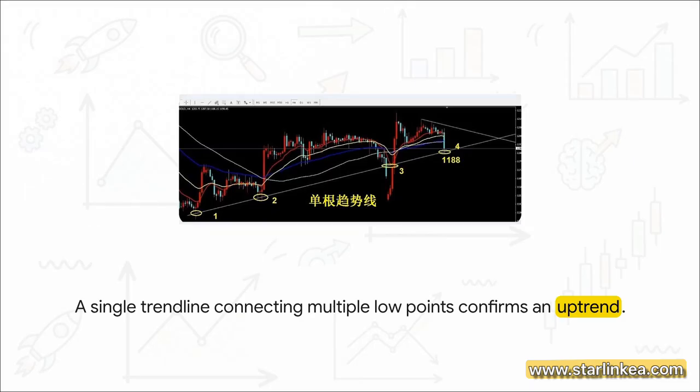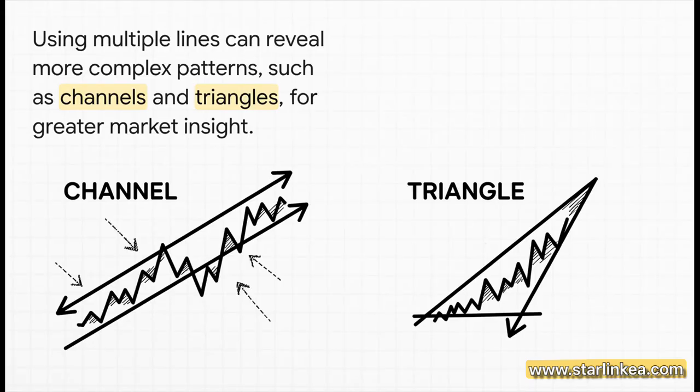And check this out. Here's that idea in action. See how this one line connects all those low points at 1, 2, 3, and 4? This creates what we call a support level. It's like a floor that the price keeps bouncing off of, giving us that clear visual confirmation that we're in an uptrend.